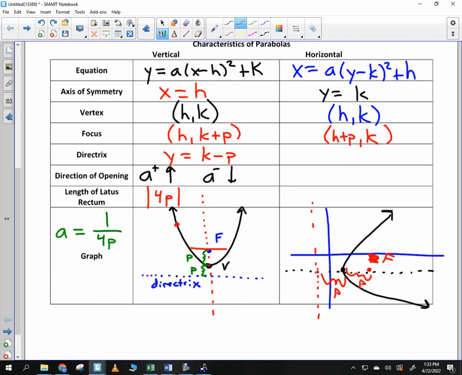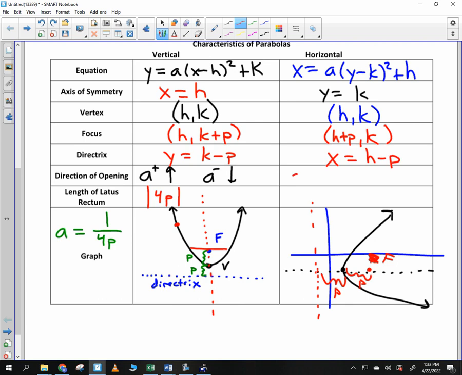The directrix is not a coordinate or a point. It is a line. And is it a vertical line or a horizontal line? So it's a vertical line. Very good. So is that going to be x equals or y equals? X equals, and that's going to be h minus p.